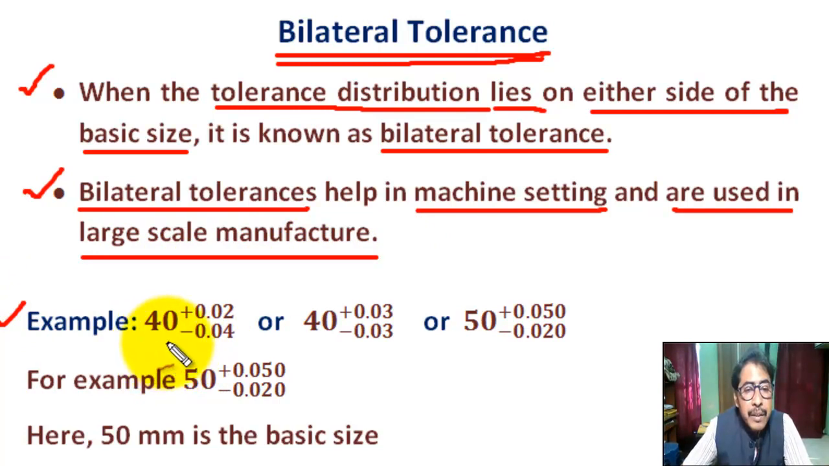Example, 40 plus 0.02 minus 0.04. 40 is the basic size, upper limit 0.02, lower limit minus 0.04. Here limits are on both sides. Or 40 basic size, upper limit 0.03, lower limit minus 0.03, upper limit and lower limit are the same but in opposite direction.